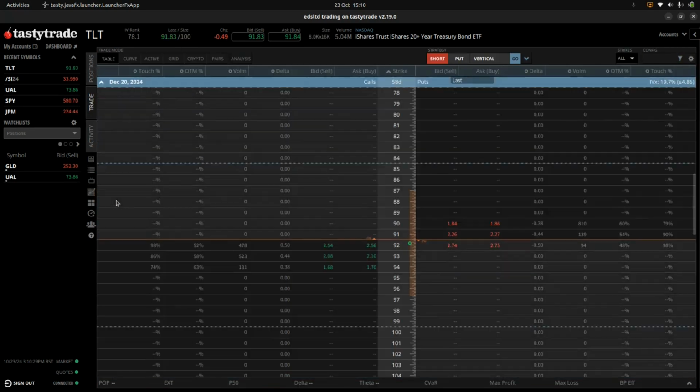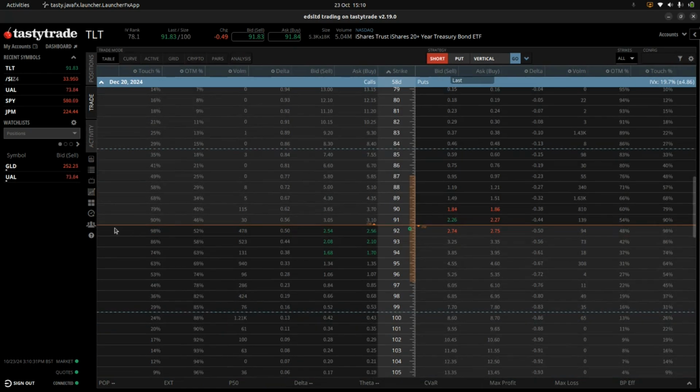We can go straight to December 20th here. And if we have a look, we've got our horizontal orange bar here that shows you where price currently is with respect to the strikes. And we have a vertical orange bar that shows you what the expected move is of TLT over the next 58 days.